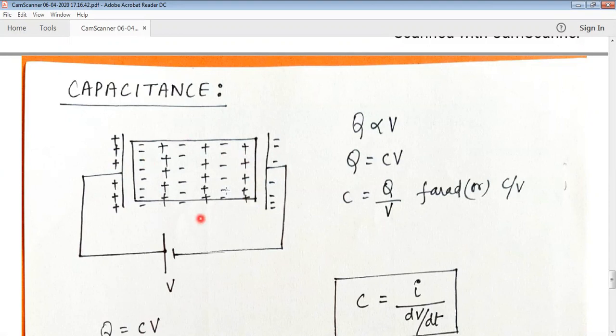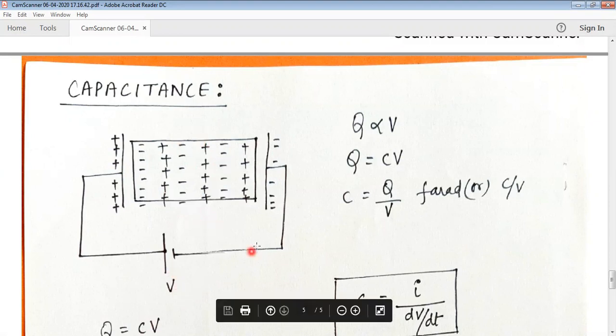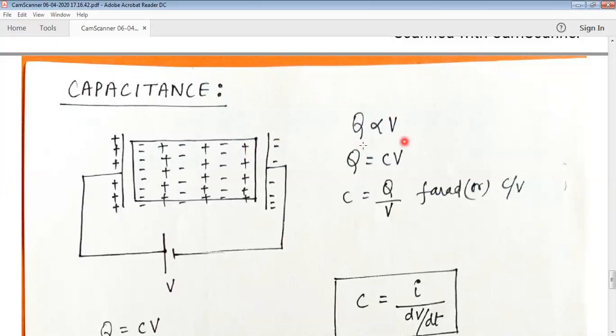Why is this charge inducing here? Because of this voltage. Whatever amount of voltage you apply, that much charge will be induced because of this dielectric material. So charge is proportional to voltage. When you remove the proportionality sign, one constant comes in, called the capacitance. Clear? So Q equal to CV. These two metal plates behave as a capacitance.